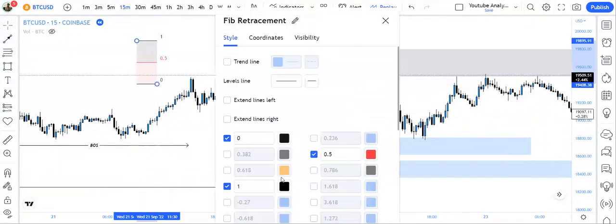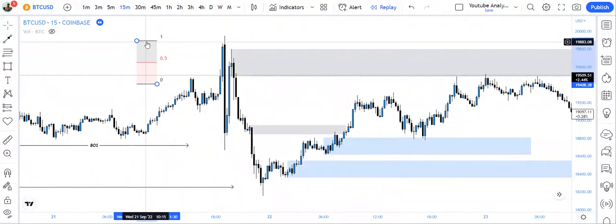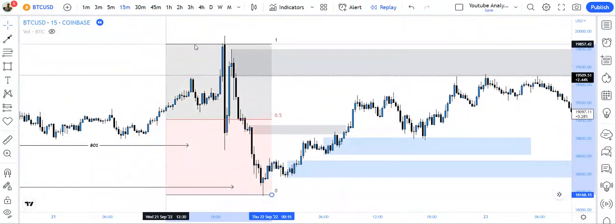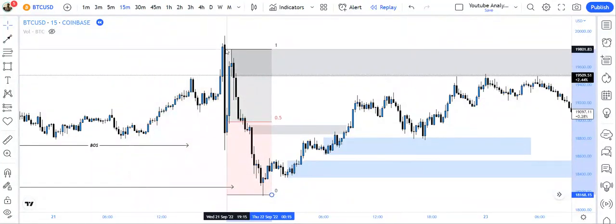Let me show you the settings. This is my settings personally. You just open the 0, 1, and the 0.5. This is just to show that 0.5 is basically the half of it. So it's going to be 50%, 100%, 0%, obviously. And this is going to be your entire range.